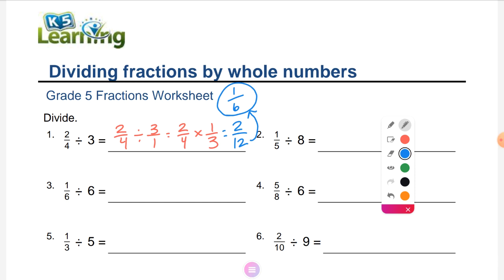Shh. Brady, are you working? 3 and 5, Brady.